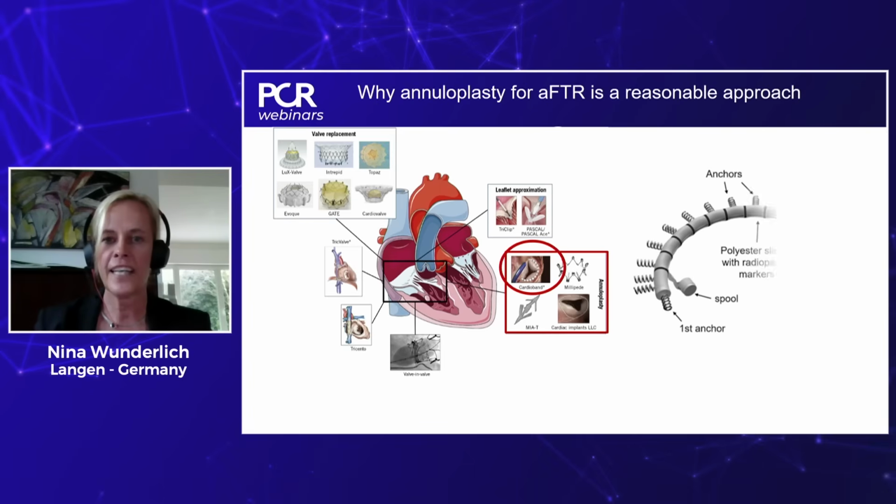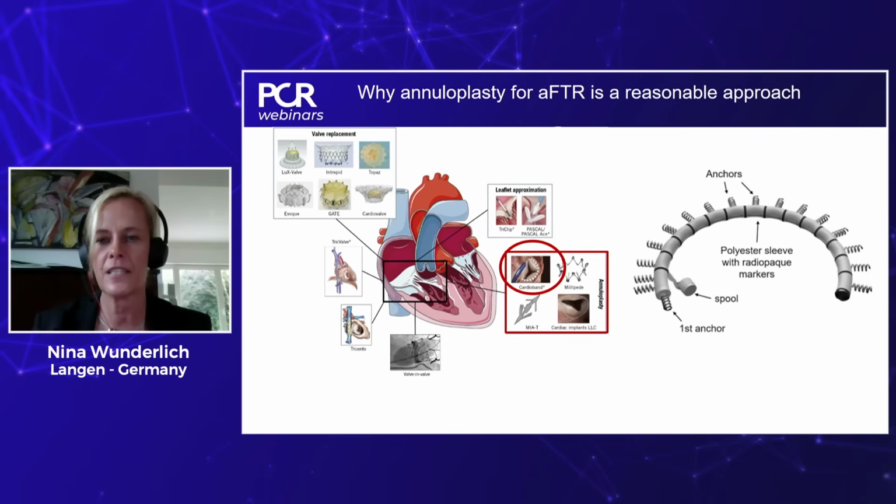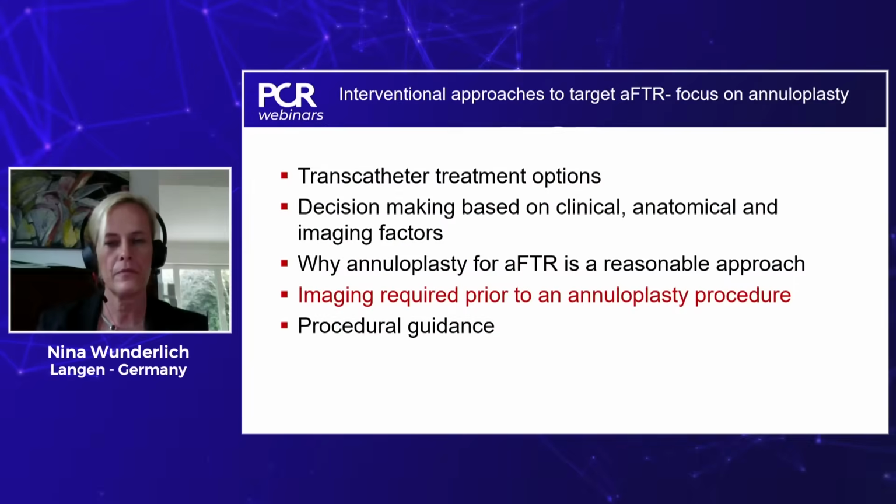So, what kind of devices do we have available? The only device which is CE marked at the moment is the Cardioband device. And as you can see here, that's the device on the right side. So, we have a polyester sleeve with radiopaque markers. And around the annular circumference, we implant up to 17 anchors. And in between, there is a wire which can be cinched, a wire connection to the spool, up to 5 centimeter to decrease the annular area.